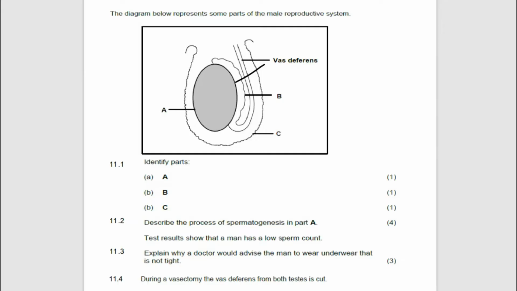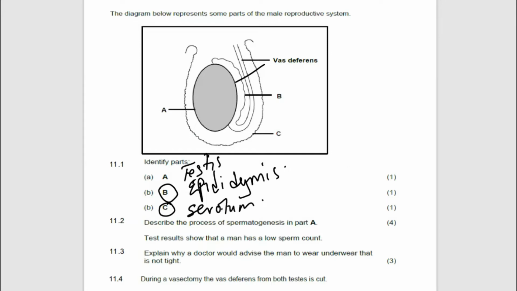So now let's label based on the question. Part A, we have seen it is testis. Part B, we have seen it is epididymis. And then part C, we have seen that it is scrotum. Don't forget to write the correct spelling for epididymis, and also the correct spelling for testis. Testis is for one, but testes if there are many. And then this one is scrotum.